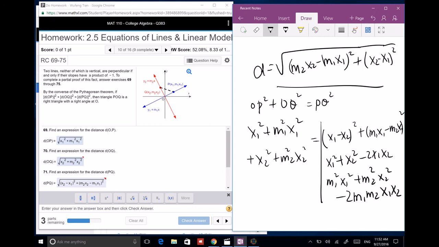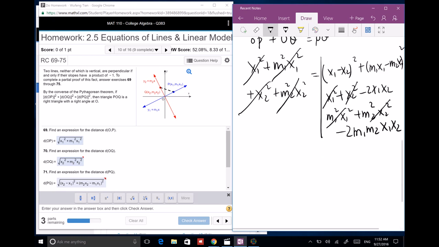So the left side has x1 squared, the right-hand side has x squared, x2 squared, x2 squared. Because the left and right are the same, you can subtract them at the same time. This one and this one cancel, this one and this one cancel. So the final answer is just 2x1x2 plus 2m1m2x1x2 equals 0.